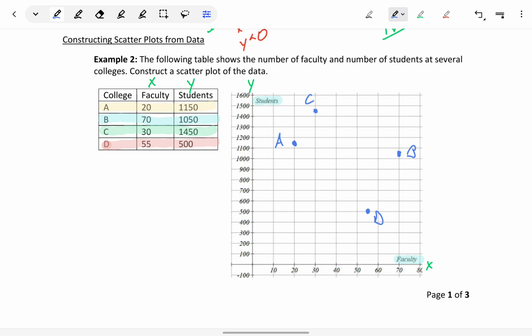What we're going to do from here, though, is start talking about what information we can draw out of the patterns that we see. So we've created a scatter plot, but we haven't really done anything with it yet. So moving on into our next examples, we'll start talking about the patterns that we can try to identify and what that means, what information that tells us about these two different variables that we're comparing. What conclusions can we draw about the number of faculty and the number of students at different colleges?